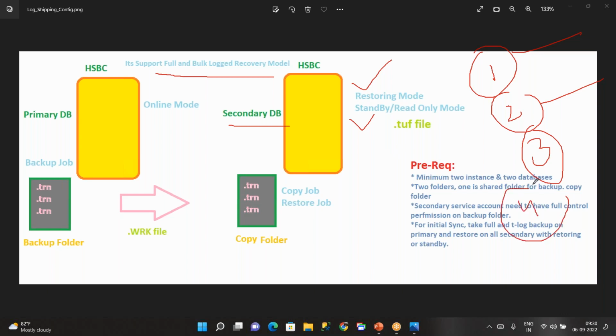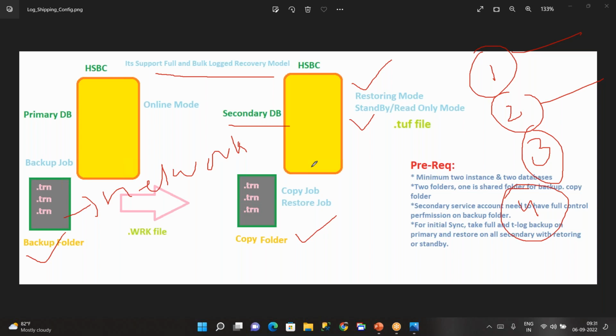What is the fourth point? You need to create two folders: one is the backup folder, one is the copy folder. Is it mandatory? Not mandatory. You can create one folder as well, but that will be a network folder. Make a note that the folder should be a network folder. Tomorrow I will show you how to create a network folder.